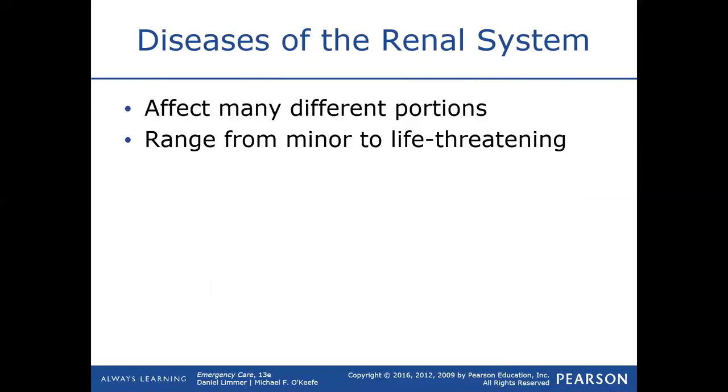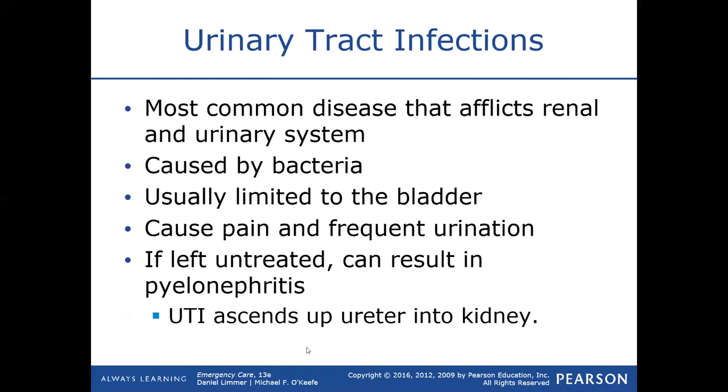Okay, there's different diseases that affect the renal system. All right, they can affect different portions. They can range from minor to life-threatening. Urinary tract infections are the most common disease that afflicts the renal and urinary systems, caused by bacteria, usually limited to the bladder, and can cause pain and frequent urination. If left untreated, can result in pyelonephritis.